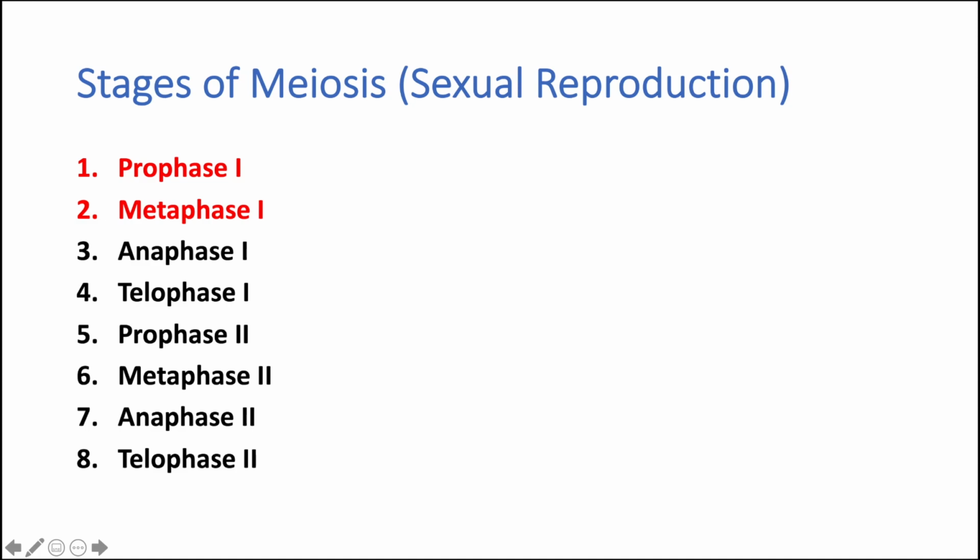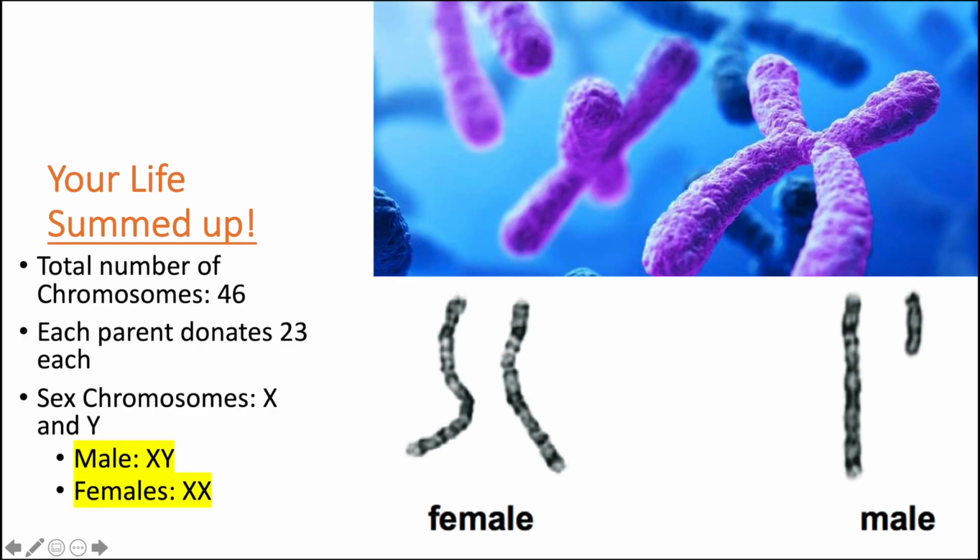The only stages that we are going through today are prophase 1 and metaphase 1, because they are the most important when it comes to meiosis. Now, before we get into prophase 1 and prophase 2, I just want to sum up your life. As humans, in every single one of our cells, we have a nucleus, and within that nucleus, we contain our DNA. What encloses the DNA is something known as a chromosome. In humans, we have 46 chromosomes, meaning that we have 23 pairs.